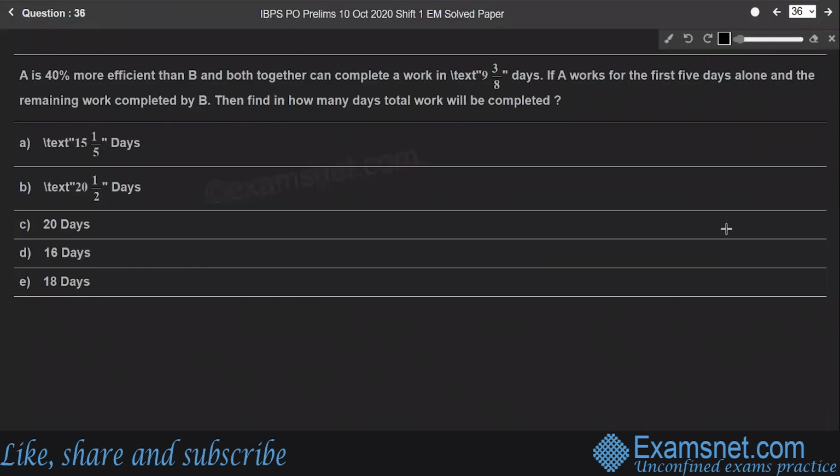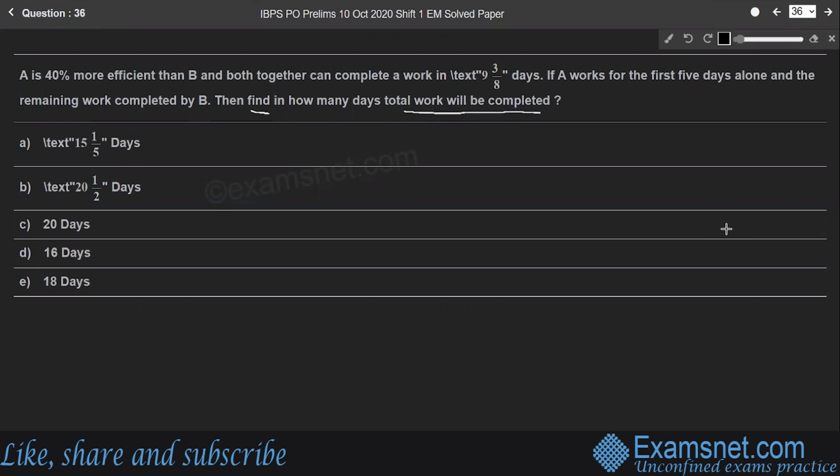Question 36. A is 40% more efficient than B and both together can complete a work in 9 integer 3 by 8 days. If A works for the first 5 days alone and the remaining work is completed by B, then find in how many days the total work will be completed. Here students, the question is, in how many days will the total work be completed?